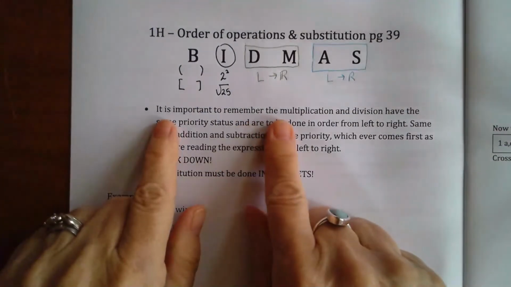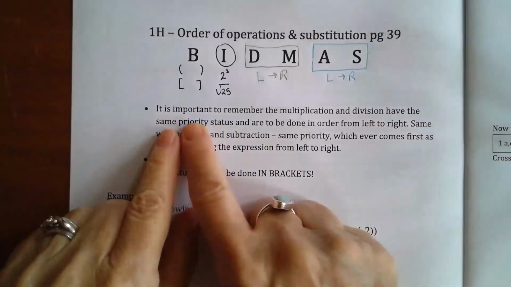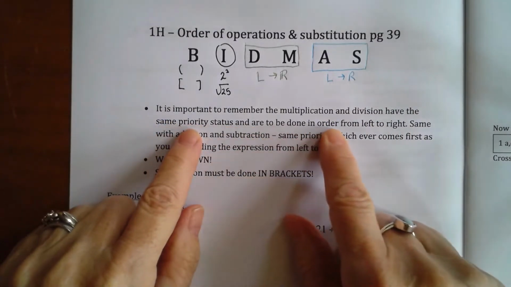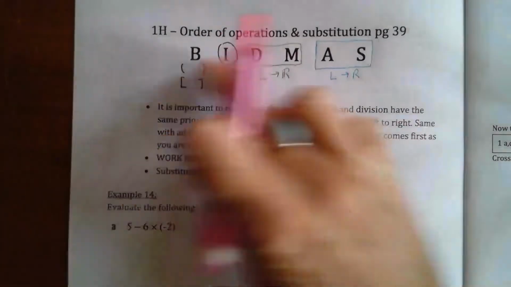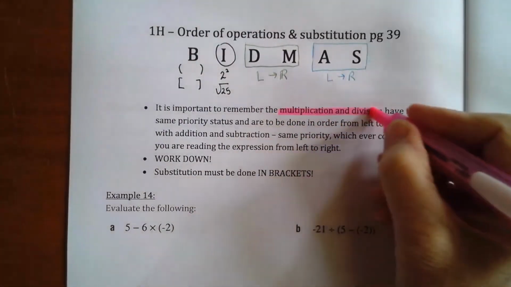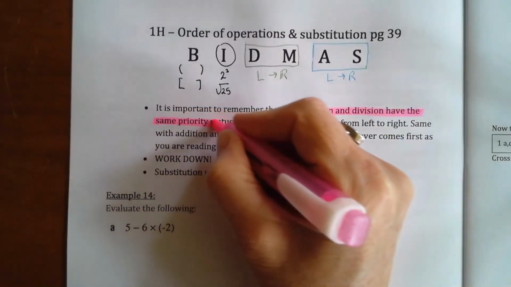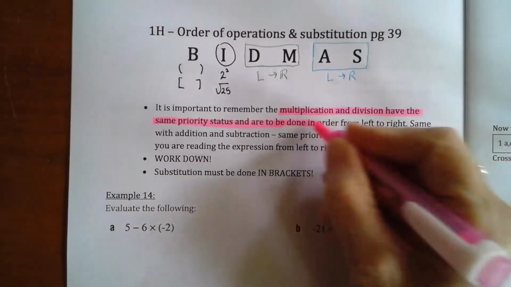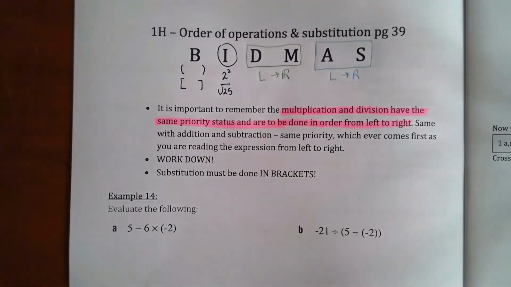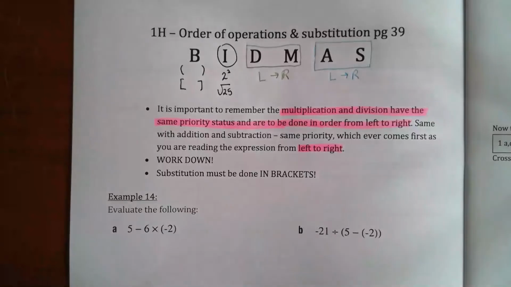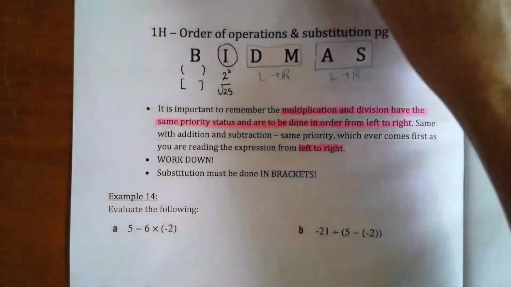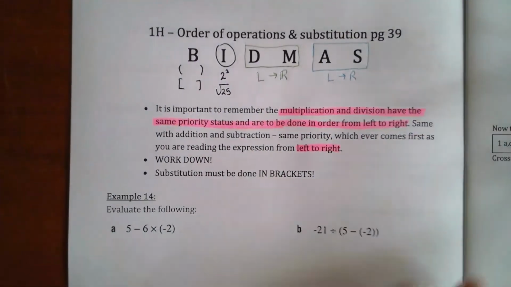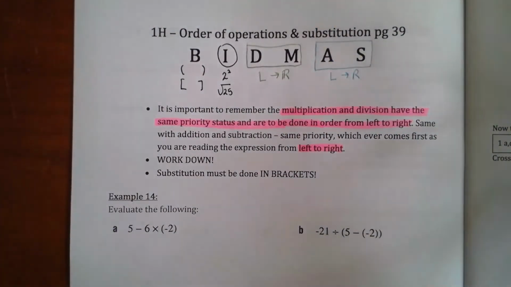So it's important to remember the multiplication and division have the same priority status and are to be done in order from left to right. Cannot emphasize that enough. That's why this thing's kind of weird. You've got to remember that you don't do multiplication or division first. It's whichever one comes from left to right. Same with addition and subtraction, left to right. We're going to work down. You must work down. There's no option there for you to say, yeah, but I do it this way. You're not going to. Substitution, when we get to it, has to be done in brackets.